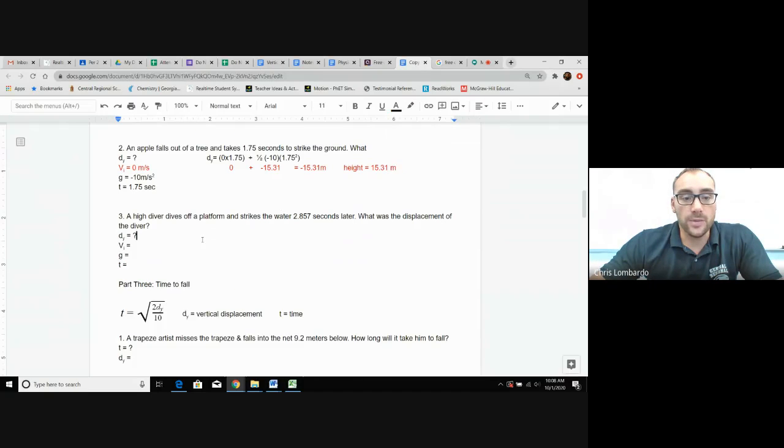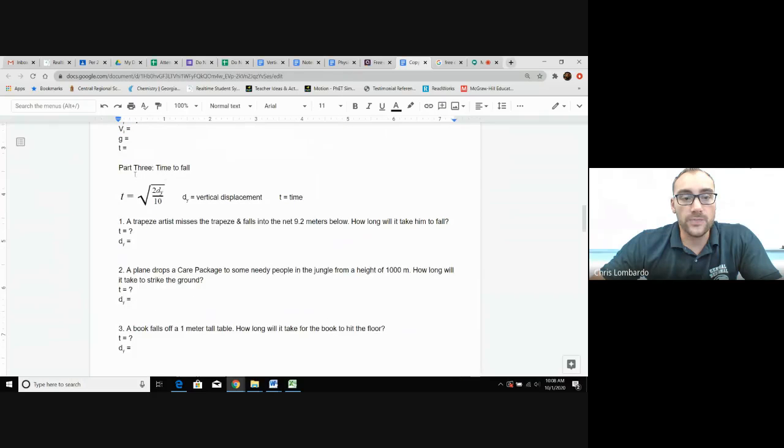Same idea for number 3. You guys should be able to do this now. Part 3, time to fall. A trapeze artist misses the trapeze and falls into the net that is 9.2 meters below. How long would it take him to fall?